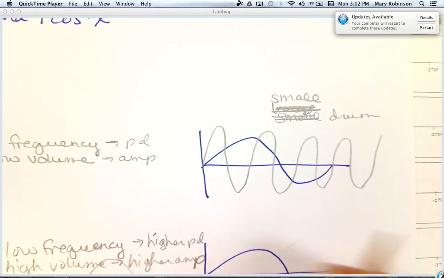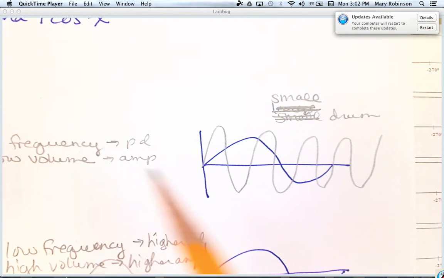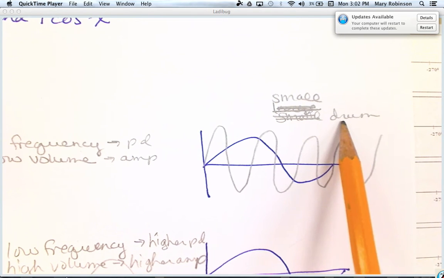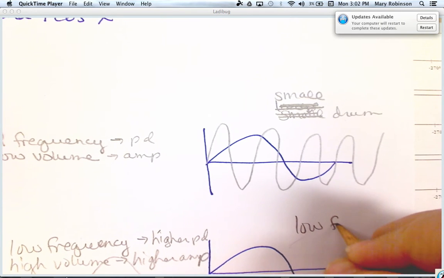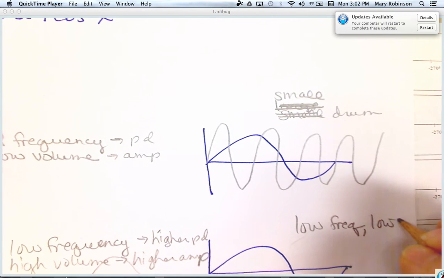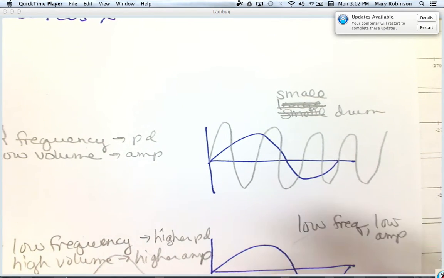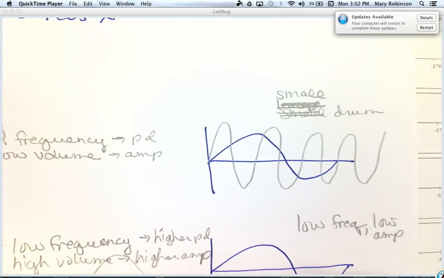The other and last example here, let's see, there were 4 of them. What are we missing here? We've got high frequency, low frequency. That's high frequency, so we need a low frequency and low amplitude. So a low frequency and a low amplitude, just think of a male singing quietly.